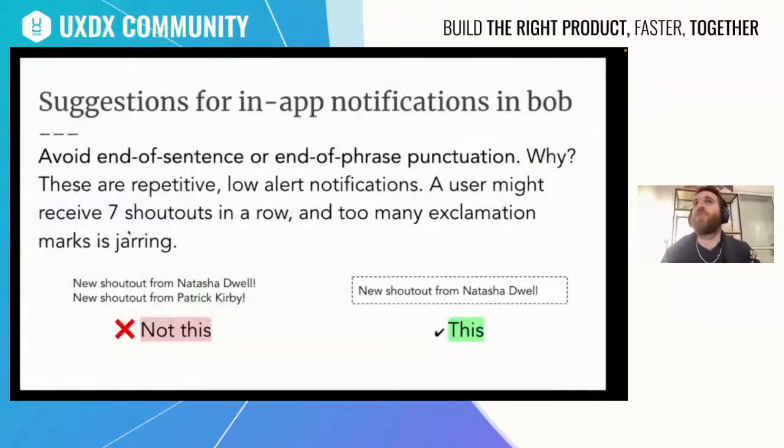One more example. So avoid end of sentence or end of phrase punctuation. Why? Because these are repetitive as well. So low alert notification, a user might receive 7 shoutouts in a row. So no exclamation marks because it's jarring. So we also removed some of the punctuation.